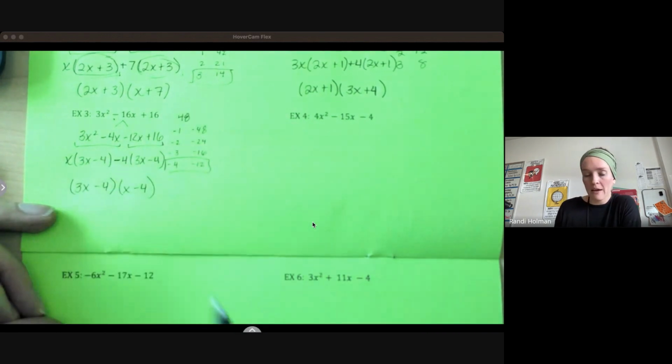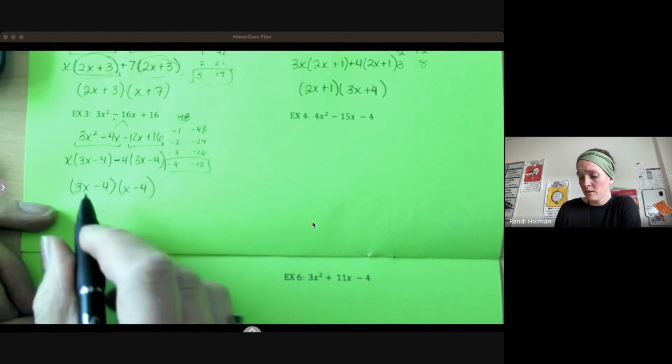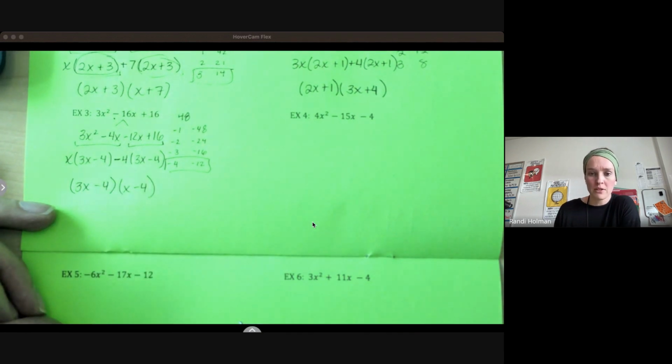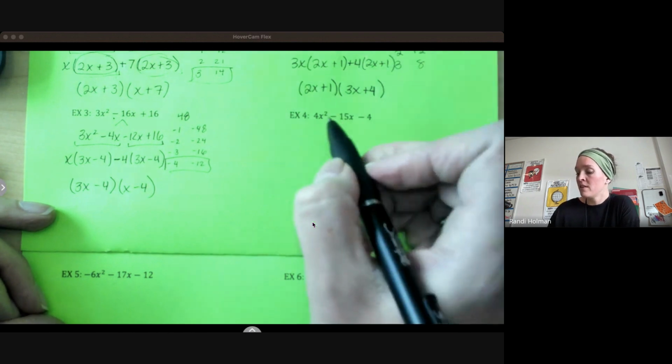Just check to make sure we can't factor any further. We only have two terms, so we're looking for greatest common factor or a difference of squares. We don't have either of those, so we're ready to move on.